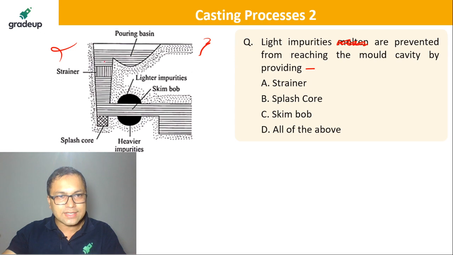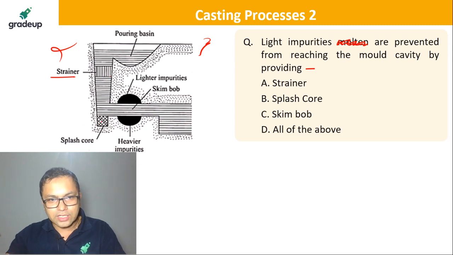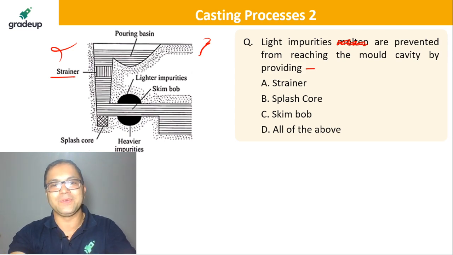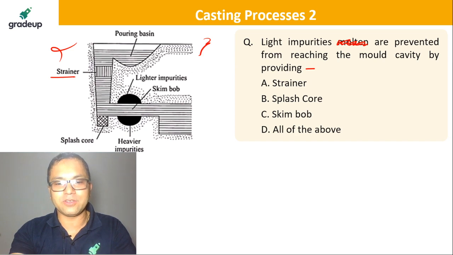Now, this is a diagram, and you can see here we have put strainers. This portion over here is called a strainer, and this portion over here is splash core, and this is skim bob over here. So what do you think about this? Light impurities are prevented from reaching the mold cavity by providing. Which answer will you say? Just type in your answers, guys.